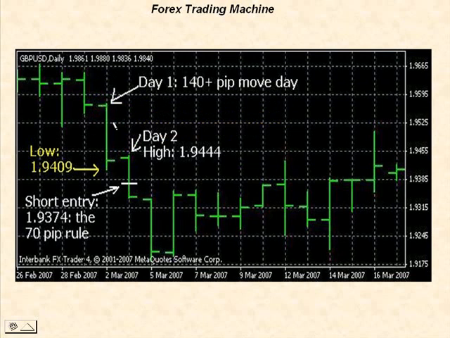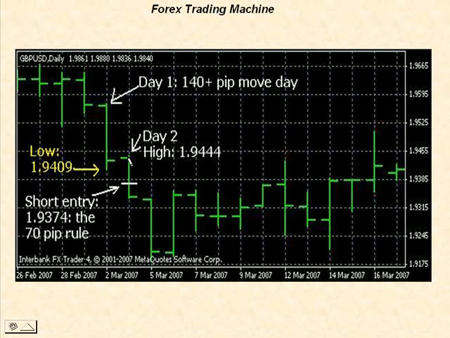So again, this is day number 1, the 140 pip move day, the low 1.9409, and this is day 2. In day 2, we see a high of 1.9444. Okay, this is very important. Now, you do not have to know in hindsight. Obviously, you cannot know what will be the high of the day, but I cover that point very well on pages 125 and 126 of the course. So please, if you have not read that, read it, and it will become a lot clearer to you what it means, high and low of the day.